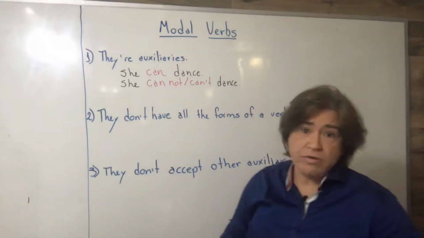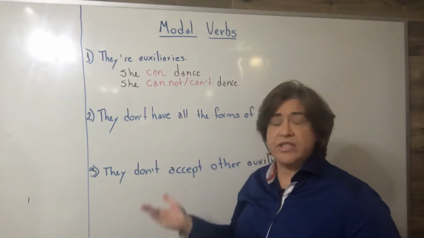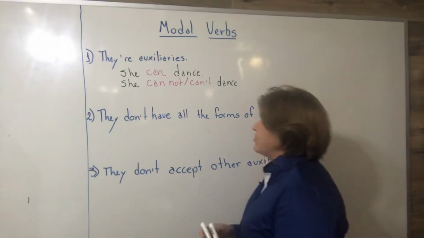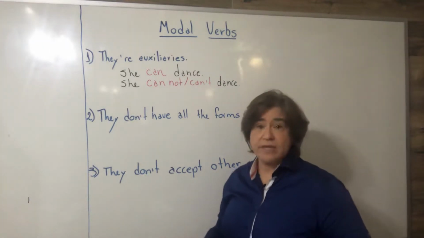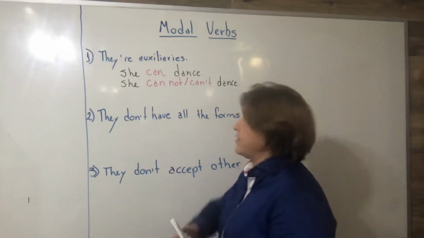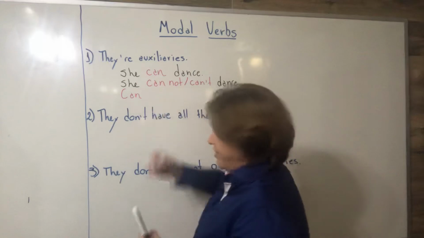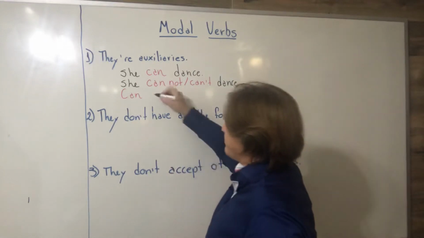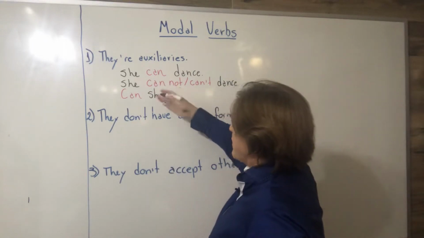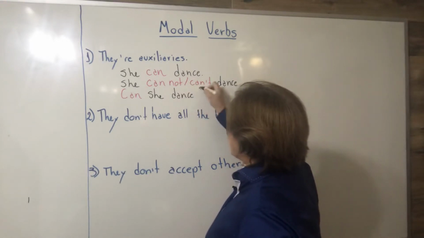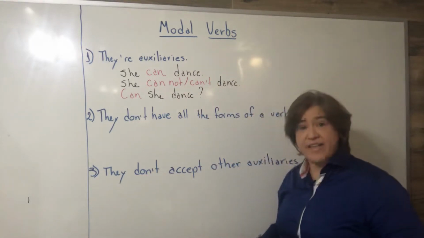We are also able to change this into a question because we have an auxiliary. So when we are going to ask a question, first the auxiliary, in this case, can. And then the person, she. And the complement in this case is dance. So we have here the question, can she dance?